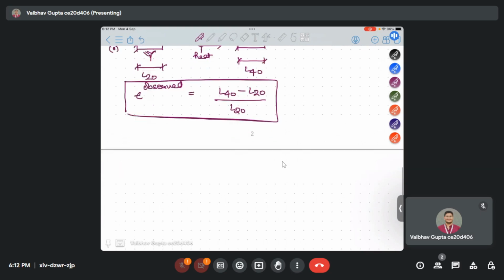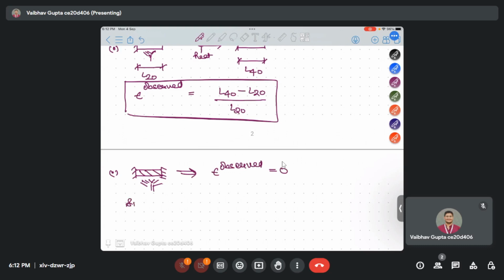Now suppose I take another body. In this body, it is fixed at both the ends, and I will now start heating this body. So did you observe any change in strain here? Since both the ends are fixed, the body cannot change its length. So here our epsilon observed will be equal to 0.